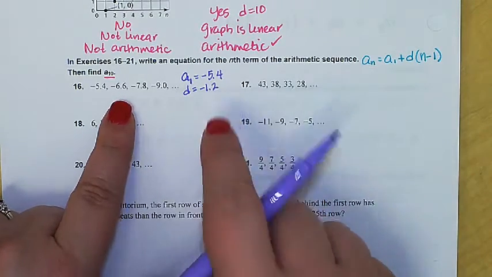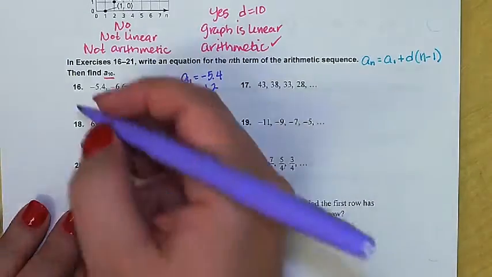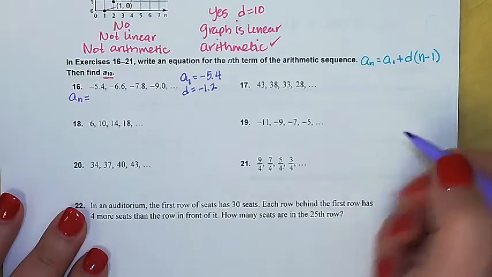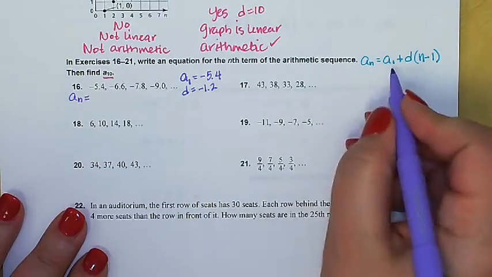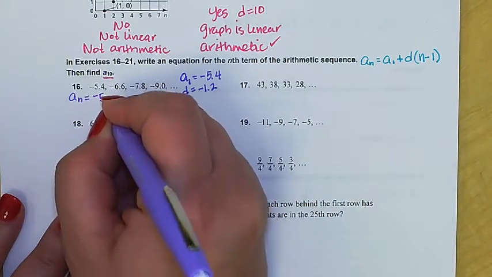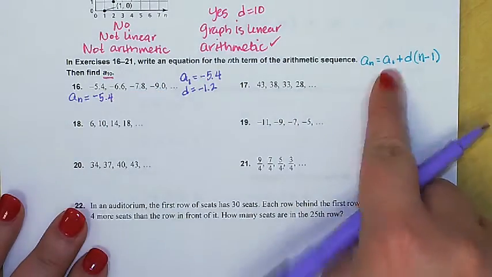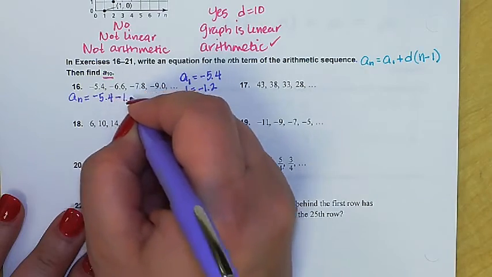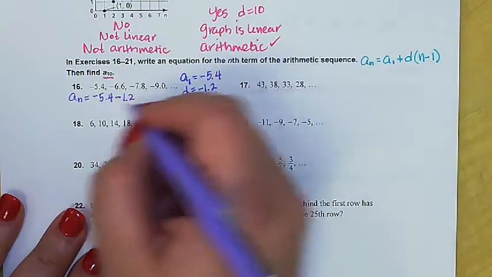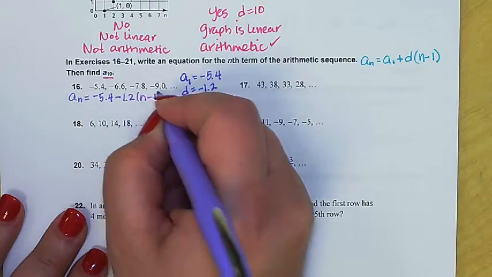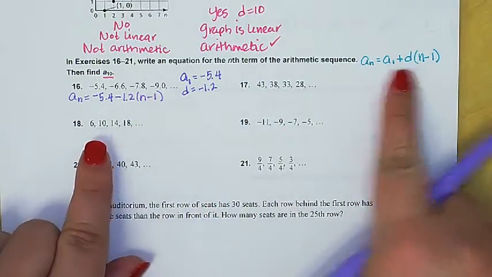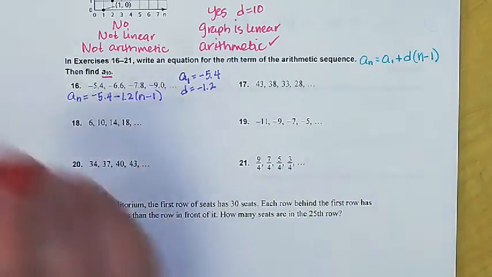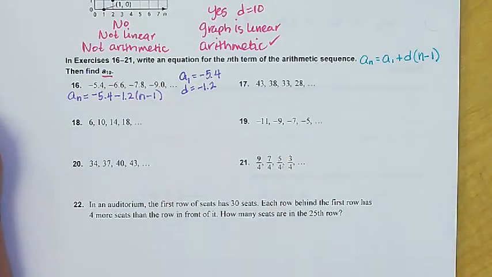Okay. So as long as I have those now, I can insert them into the explicit formula. The explicit formula is a sub n, meaning I can find any term, as long as I start at negative 5.4. That's my first term. And then plus that common difference. Well, plus a negative is the same thing as minus here. That negative 1.2 times n minus 1. So all I did was take that formula and insert the first term and the common difference.